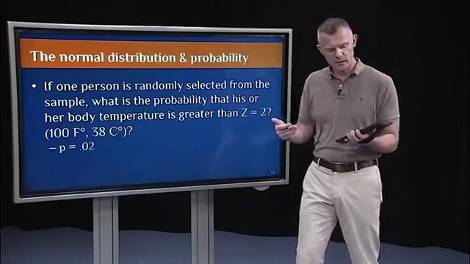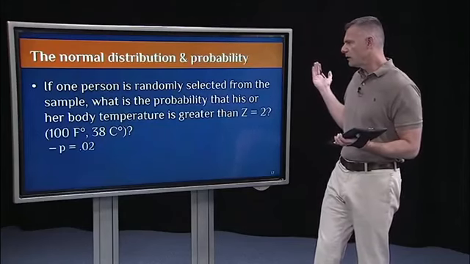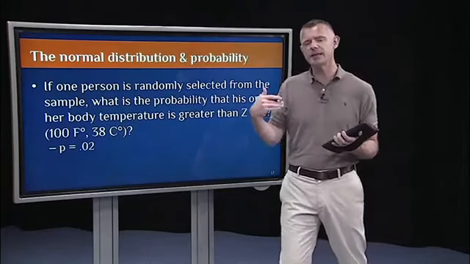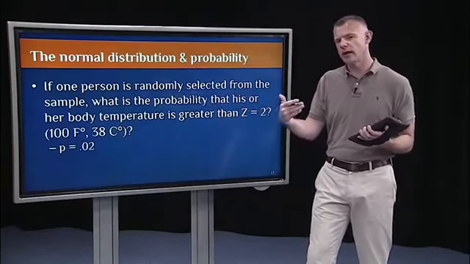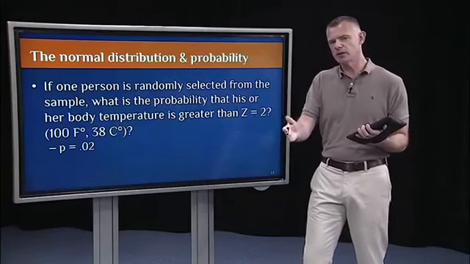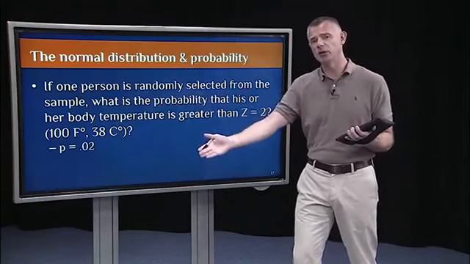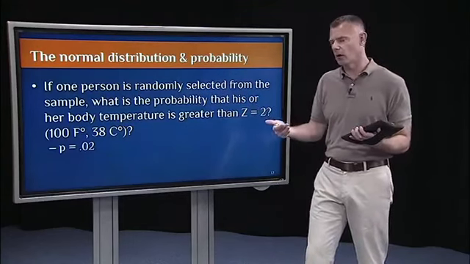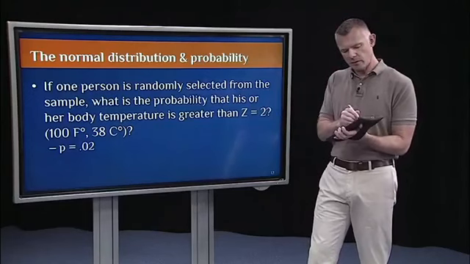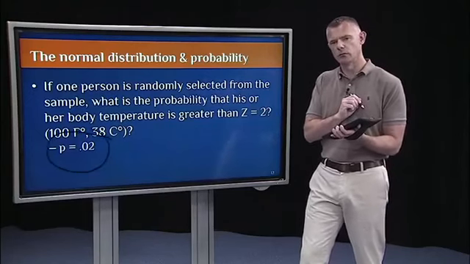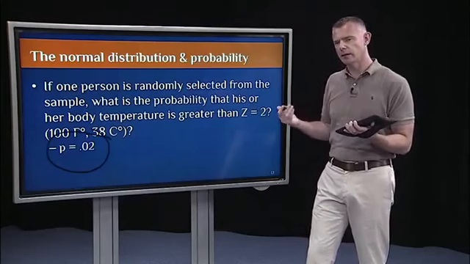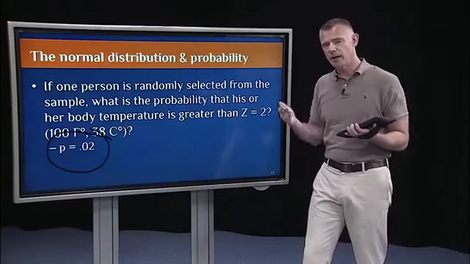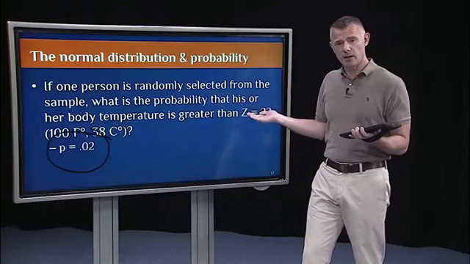Let's make it more interesting. If one person is randomly selected from the sample, what's the probability that his or her body temperature is greater than z equals 2? I just showed you that a very small percentage of the distribution falls beyond 2, right? So this is going to be a very unlikely outcome, and it turns out the probability is about 0.02. So this is a very unlikely event. It might make me want to rethink my assumption that everybody in this sample is healthy.